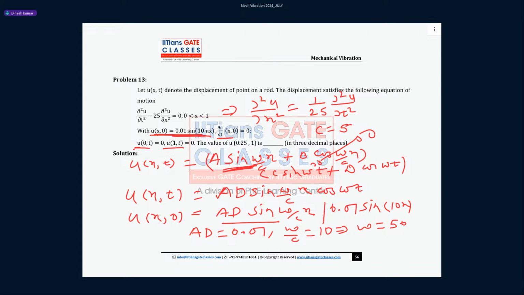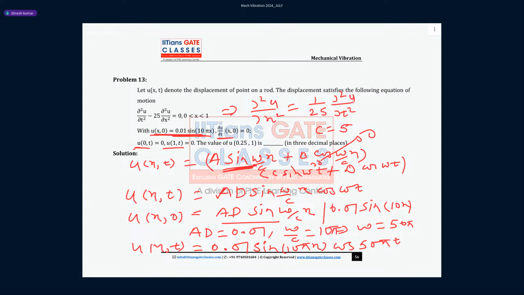Okay. Now, it is 10 pi, not just 10. So it is 50 pi. Omega we got. So finally, what is your response? u of x comma t will be 0.01 sine of 10 pi x cos of 50 pi t, right?